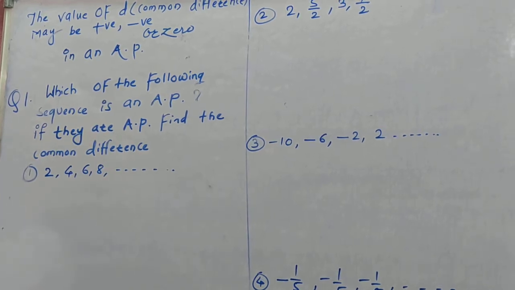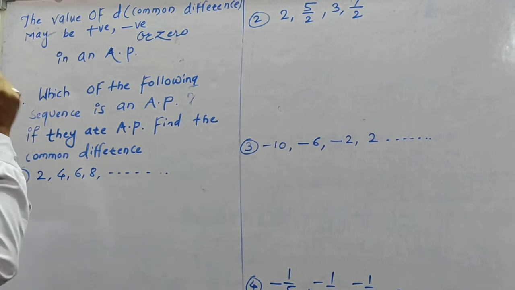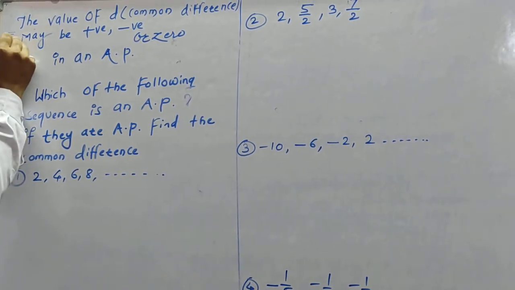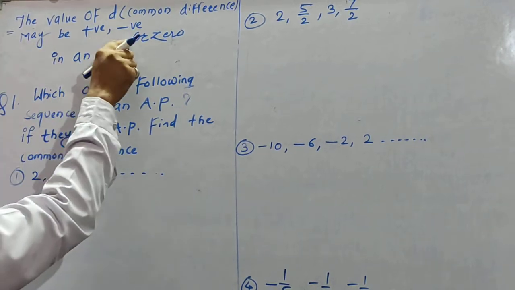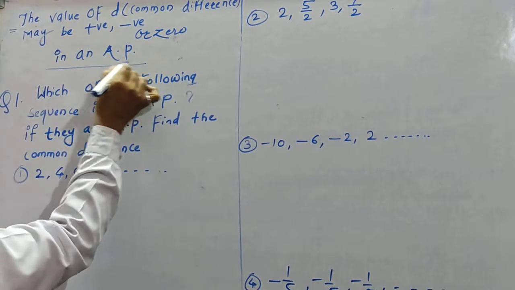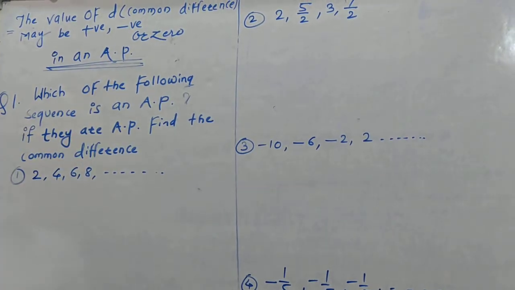Now see here, we'll see some problems. In the problems, always remember the value of D, that is the common difference, may be positive, negative or zero in an AP. Always remember, common difference may be negative, may be positive or it may be zero.